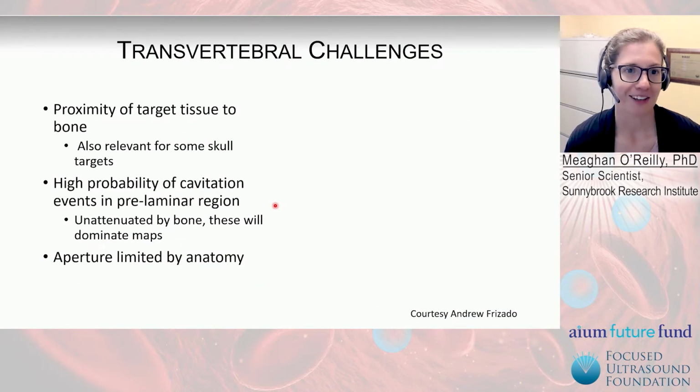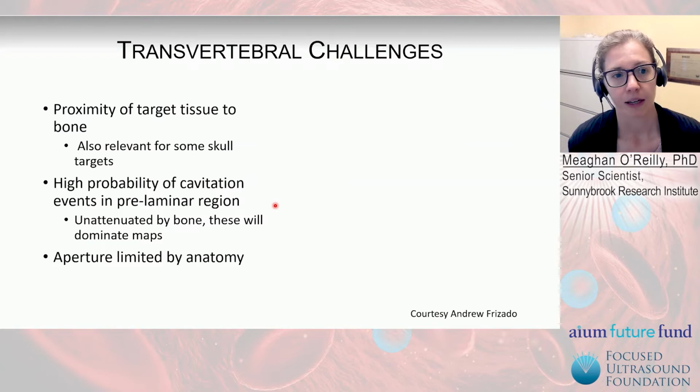Very briefly, my group has been looking at how we can do some of this work in the spine for imaging therapy in the spinal canal. And so we have additional challenges. There's the proximity of the target tissue to the bone, which is also relevant for some skull targets, even though a lot of the work to date has been done very central in the brain. Certainly when you get close to the bone, things become a lot messier.